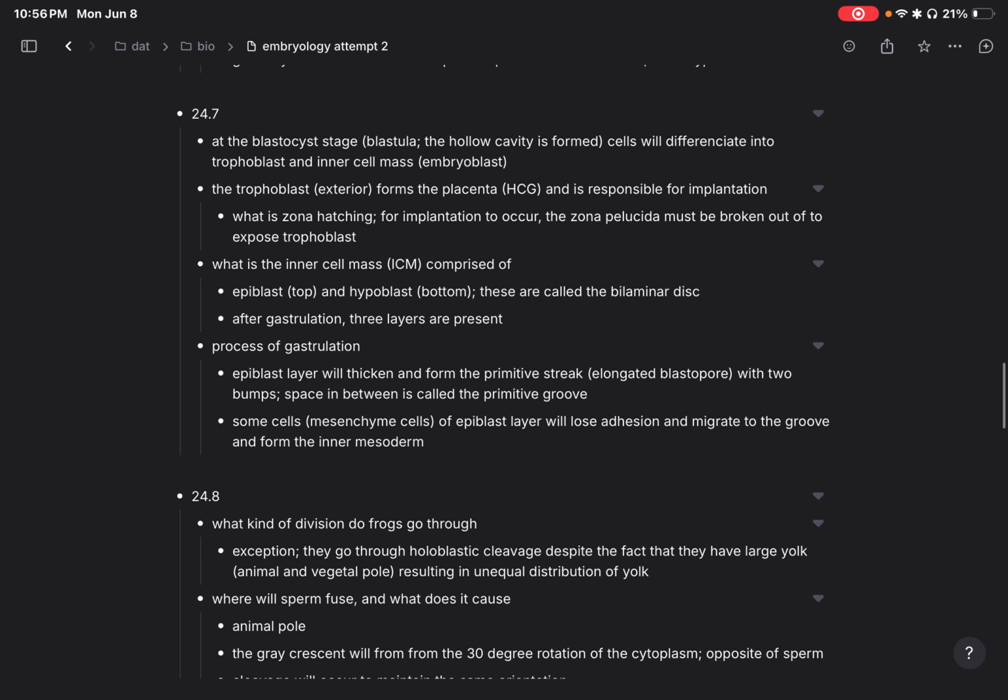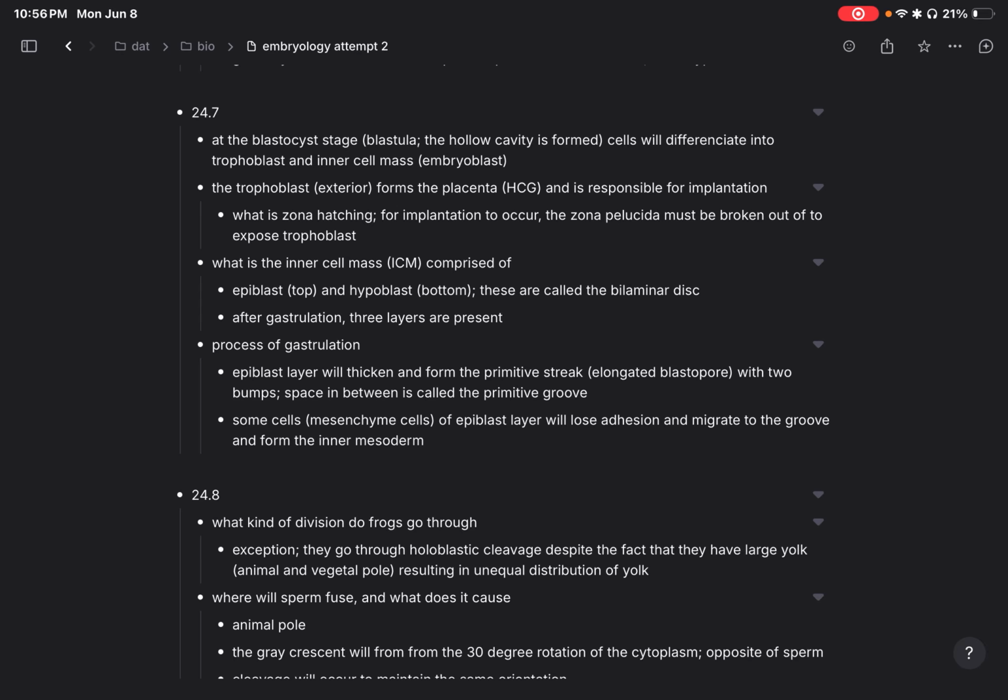What is the inner cell mass comprised of? It's going to comprise the epiblast and the hypoblast. We're going to think of these as a bilaminar disc, a disc with the epiblast on the top and the hypoblast on the bottom. Now, with gastrulation occurring, 3 layers are present. So how does this happen? Very first, the epiblast layer will thicken, and it will form something called the primitive streak, which is kind of an elongated blastopore in mammals.